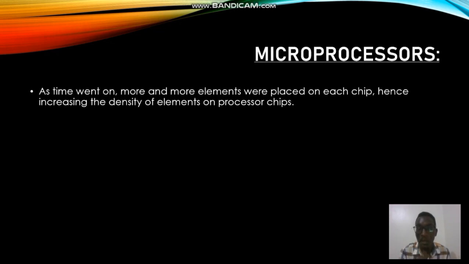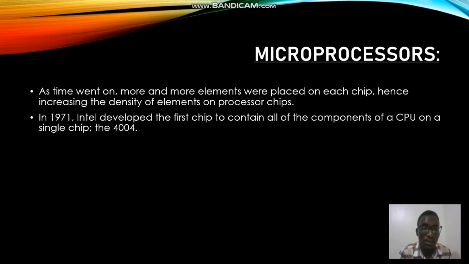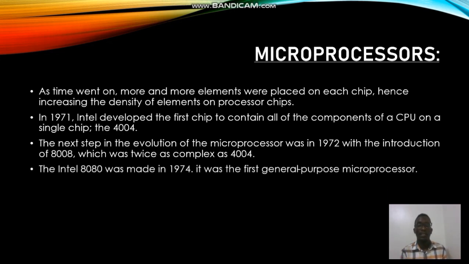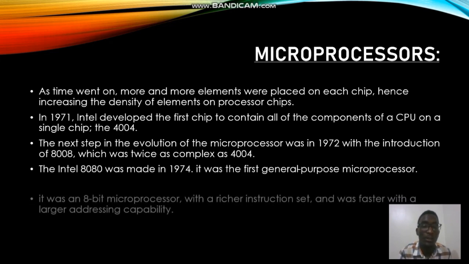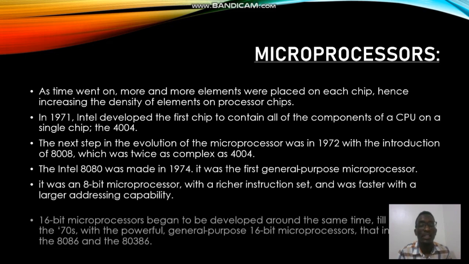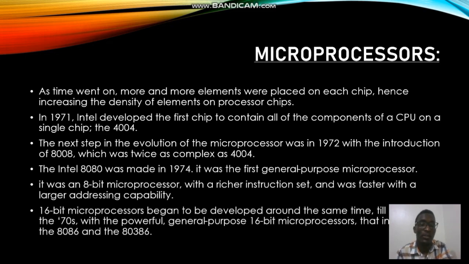Now as time went on, more elements were placed on each chip, hence increasing the density of the elements on the processor chips. So Intel developed the first chip, which was called the 4004. After that, they came up with the 8008, which was twice as complex. Then they made the 8080 in 1974. It was the first general purpose microprocessor. It was an 8-bit microprocessor with a richer instruction set, was faster and had a larger addressing capability. And 16-bit microprocessors were also developed at the same time.